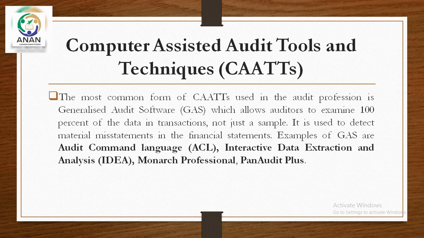The most common form of CATs used in the audit profession is generalized audit software, which allows auditors to examine 100% of the data in transactions, not just a sample. It is used to detect material misstatement in a financial statement. Examples of GAS are Audit Command Language, Interactive Data Extraction and Analysis (IDEA), Monarch Professional, Pan Audit Plus.